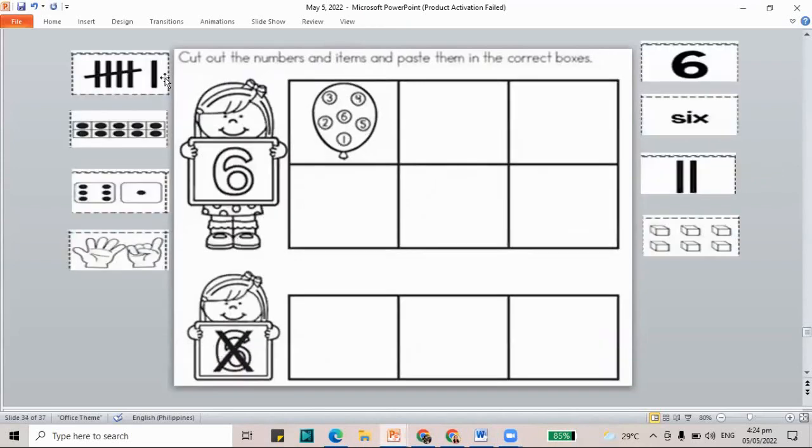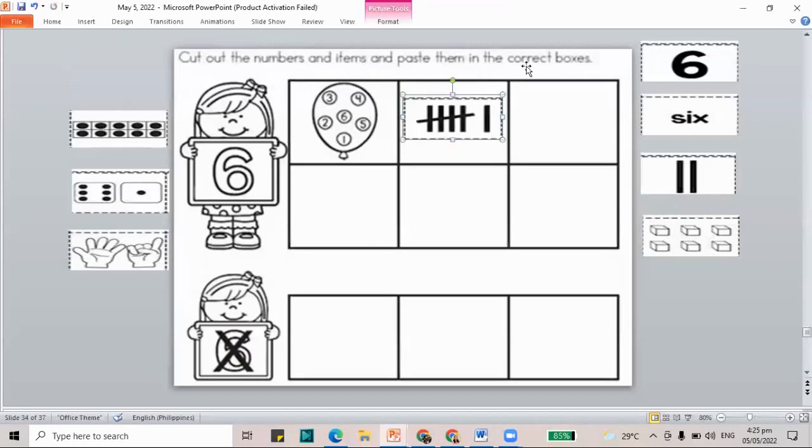Let's jump to the number 6. We are going to look for 6. Let's start with the sticks. 1, 2, 3, 4, 5 sliding down. Then we have 1 more that makes 6. Let's paste this one. This is 6. How about for our dots in the frame? 1, 2, 3, 4, 5, 6, 7, 8, 9, 10. That's 10, not number 6. Put it in the other box.